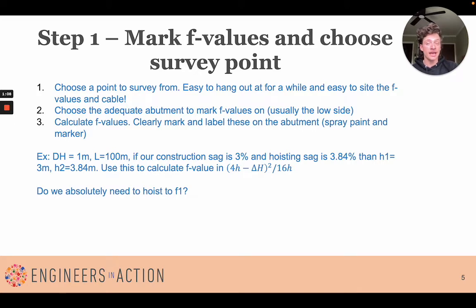So throughout the day, as cable heats up and cools down, it's going to expand and contract and change. So having 2 sets of auto levels is really nice. So you can always be sighting the cable's distance relative to each other without having to readjust your auto level and introduce air into the system. We'll also want to choose the adequate abutment to mark the F values, which is usually the low side. Finally, we'll calculate the F values like we showed in the previous slides.